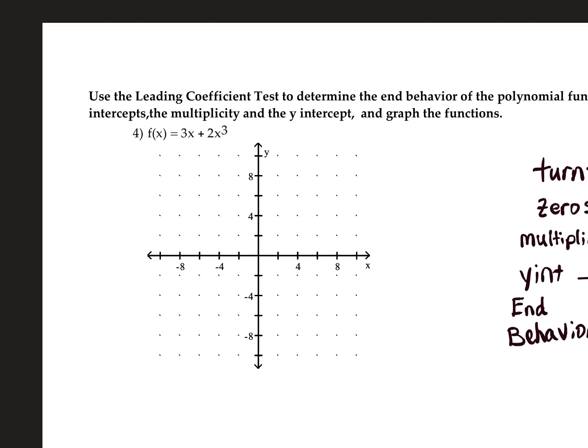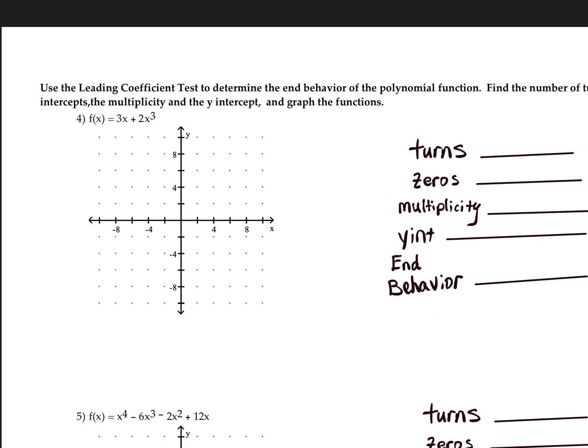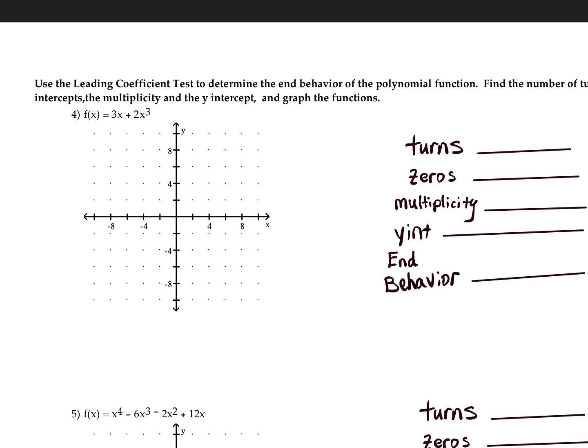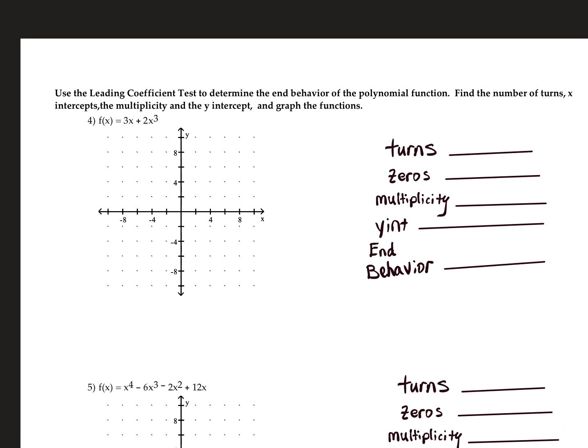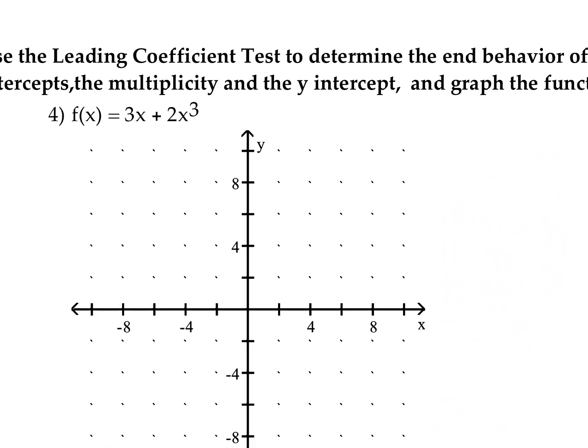All right, let's take a look at number 4. For 4 and 5, we want to use the leading coefficient test to determine the end behavior of the polynomial. We want to find the number of turns, the x-intercepts, the multiplicity, the y-intercepts, and the graphs. So for number 4, I'm going to put it in standard form first because it'll make it a little bit easier for us to factor once we need to.